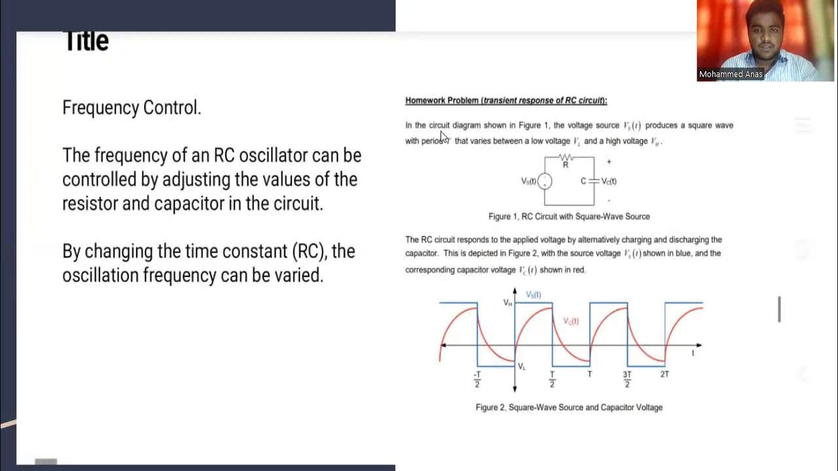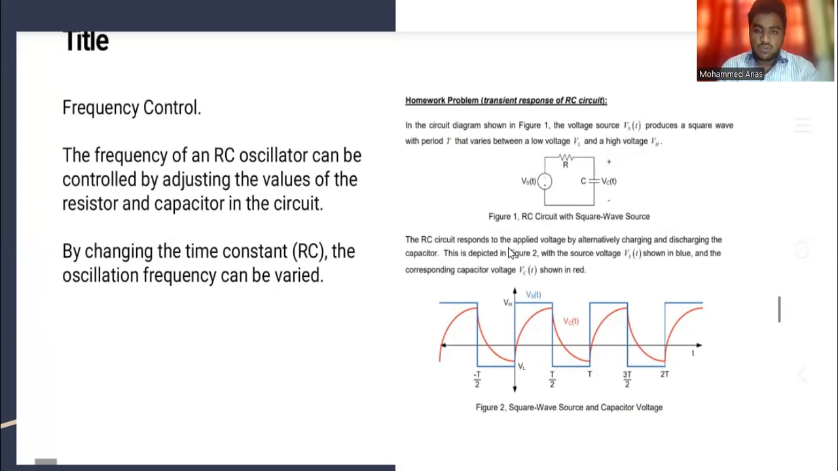In the circuit diagram shown in figure 1, the voltage source Vs(t) produces a square wave with period T that varies between a low voltage VL and a high voltage VH. This is the diagram of the RC circuit with a square wave source.